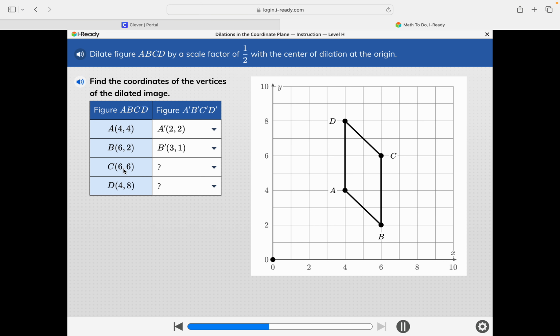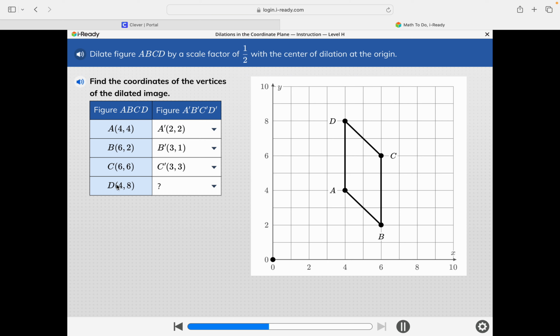Now let's do the 6. 6 is easy, so let's do 6. We have to do 6 times half, right? 6 by 2 means what, Subani? 6 by 2 means 3. 3 by 1 means 3. And then same, 3 and 3, right? So C prime will be 3 and 3.